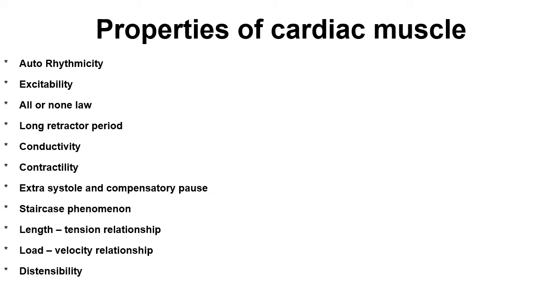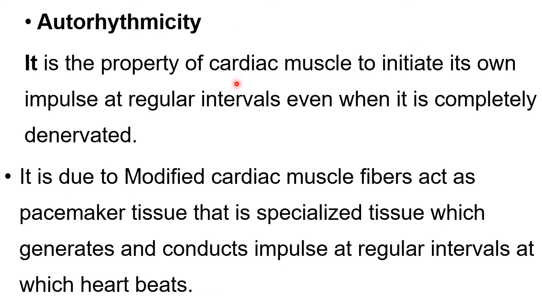First, let us see what we mean by autorhythmicity. It is a property of cardiac muscle by virtue of which it initiates its own impulse at regular intervals, even when it is completely denervated. What does it mean? If you isolate a cardiac muscle, it can beat on its own automatically. Now this cardiac myocyte not only beats automatically, it discharges the impulse at regular intervals, forming a rhythm. That's why this unique property of cardiac muscle is called autorhythmicity.